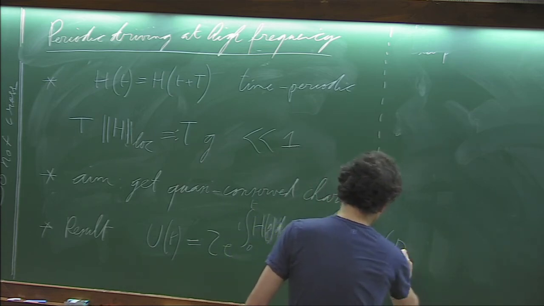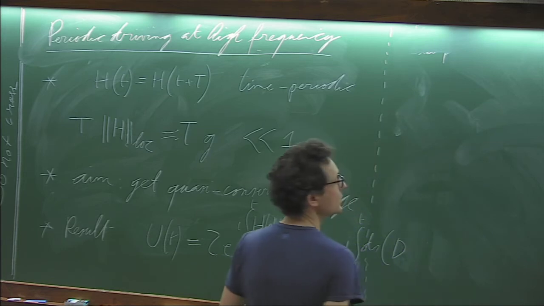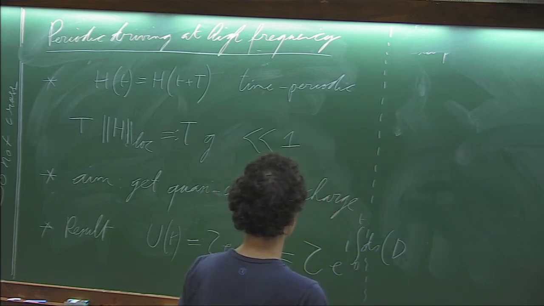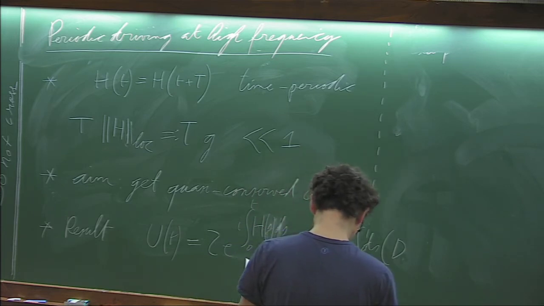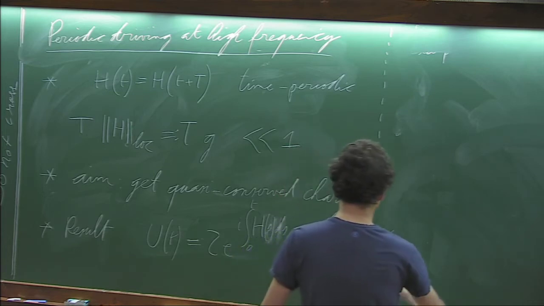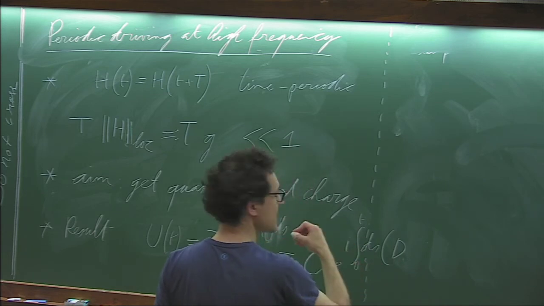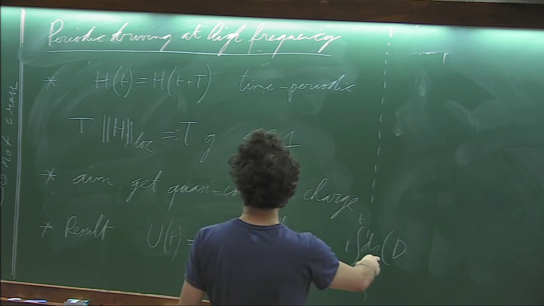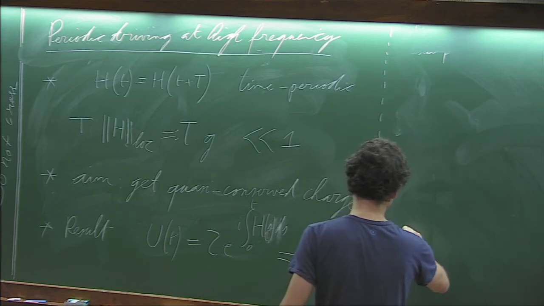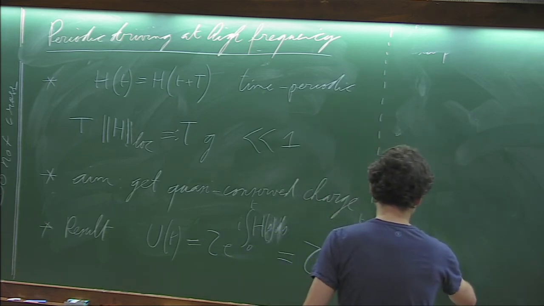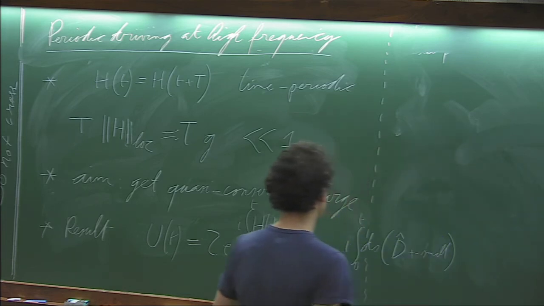It's a static guy, which will be called D. Trying to be consistent with yesterday's lecture, the analog is D hat. Plus something that is very small. So I will just now write small. It will always be exponentially small.